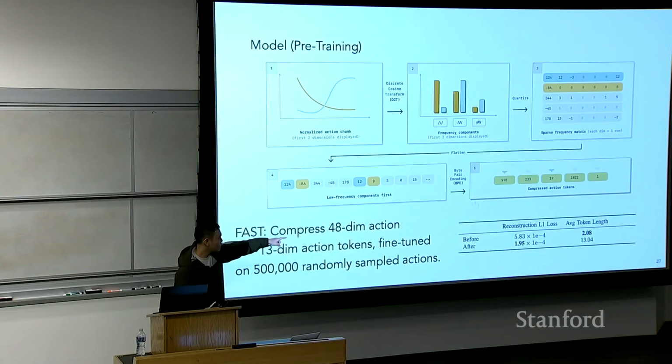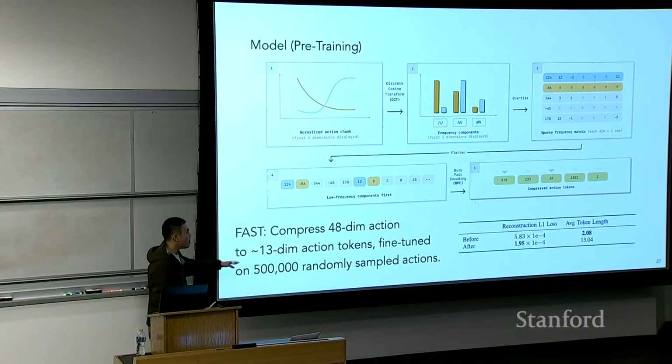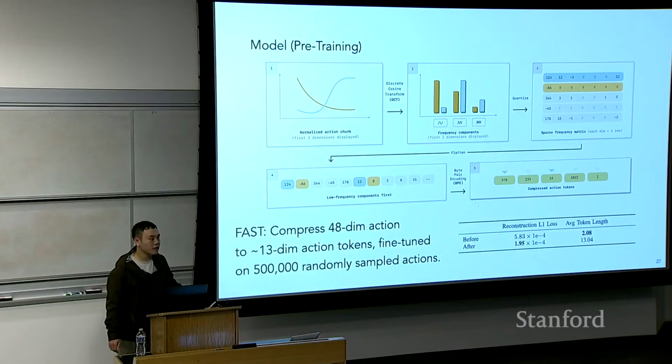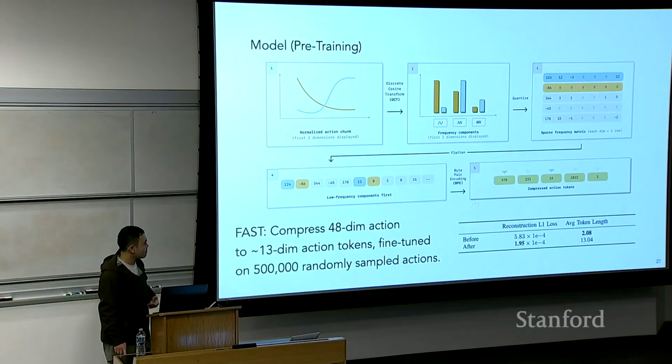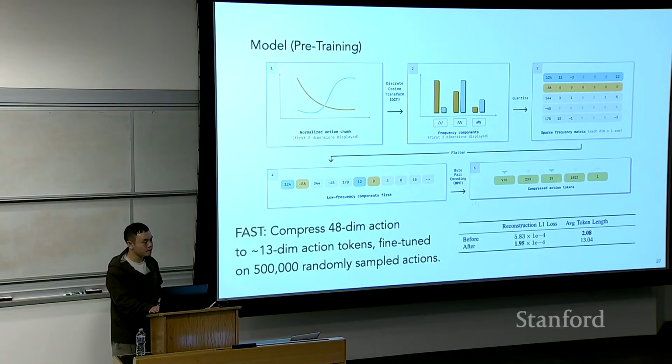As you see, we achieve a large reduction in reconstruction loss at the cost of a longer token length. But still, we get better reconstruction loss. We use the fine-tuned version for our pre-training stage.